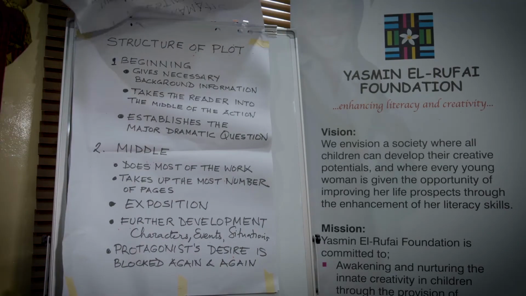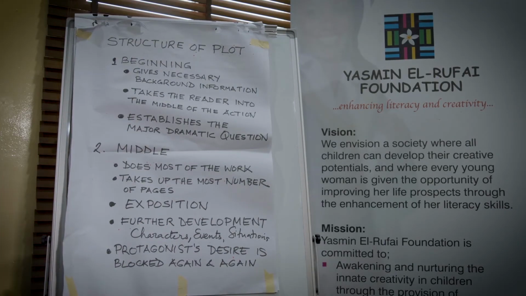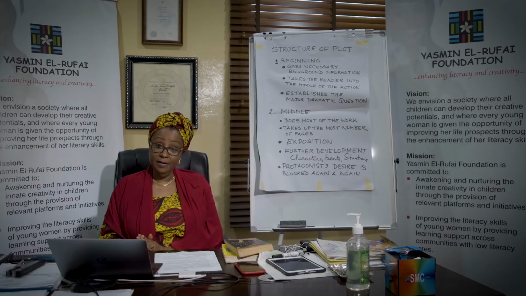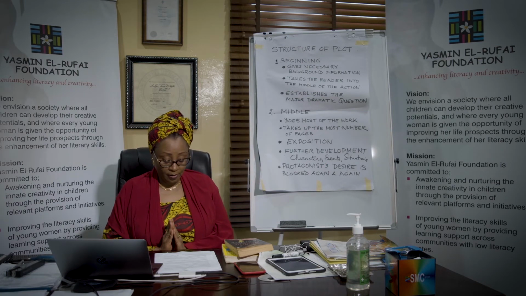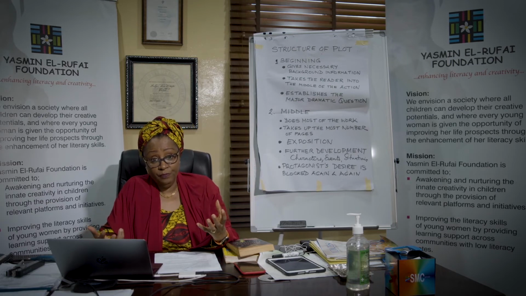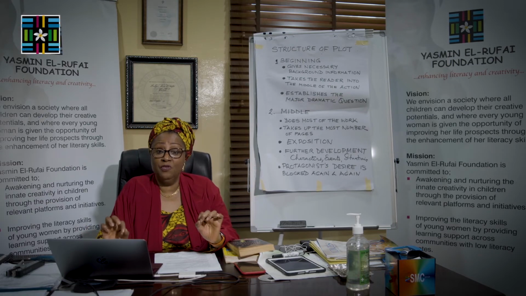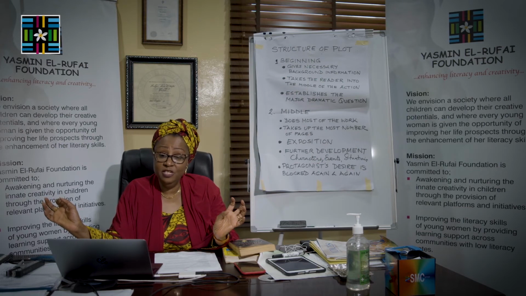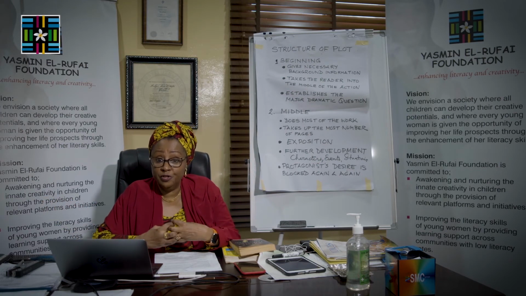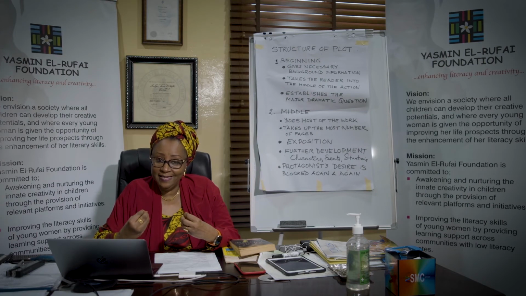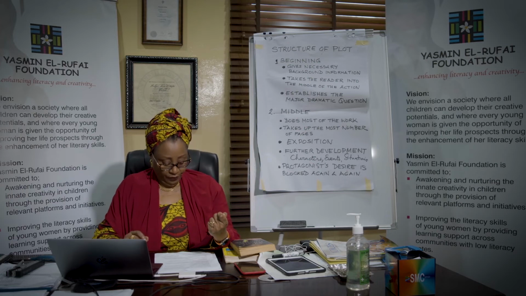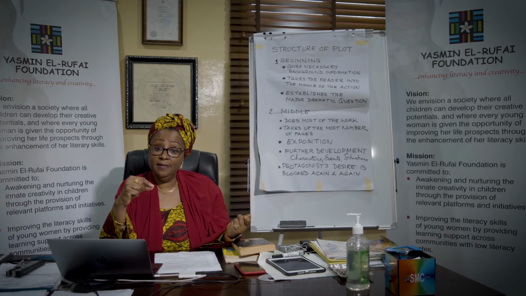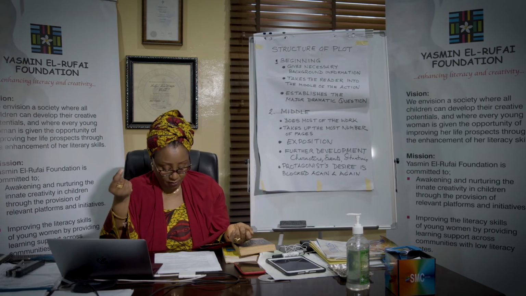The next thing about plot is that plot has a structure. A plot has a beginning, a middle, and an end. The beginning should give the necessary background, but it should only be the necessary background. You are not supposed to just inundate your reader with all the background to the story. But there is a necessity to give some background to your story. And this beginning is what takes the reader to the middle of the action.